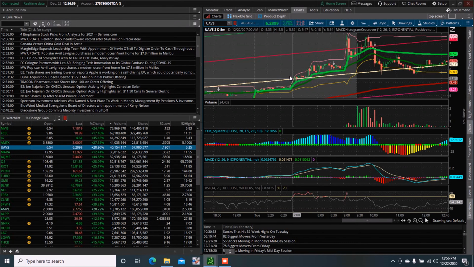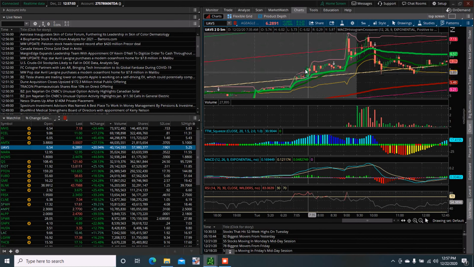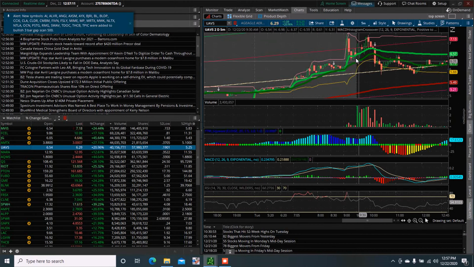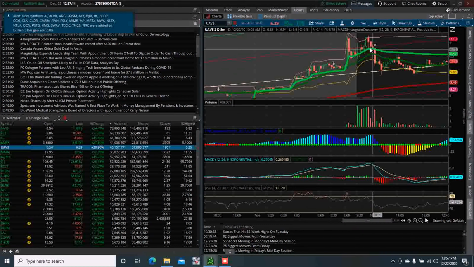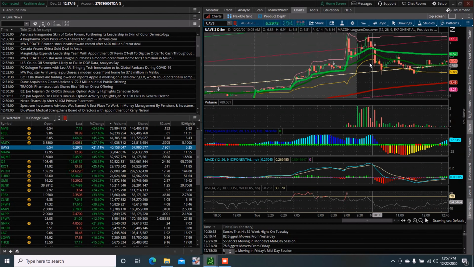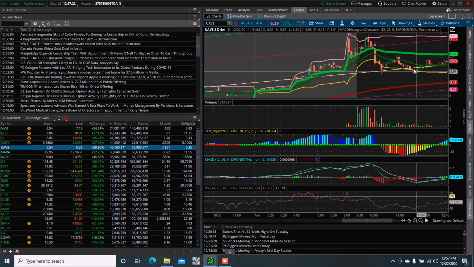You see how the stock goes away from the 20 and then back to the 20. Away from the 20, back to the 20, repeatedly. Below the 20, time to get out. Then away from the 20, back to the 20 again. It's like a rubber band.